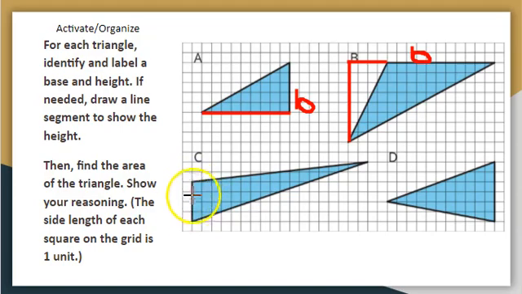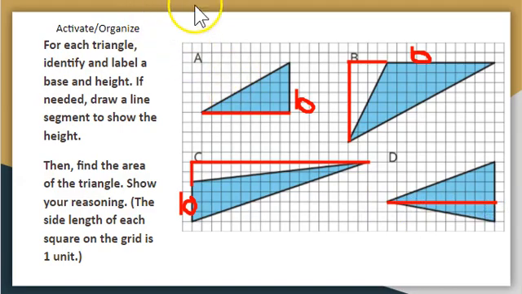Same thing for this one. This is the one that's on the line. So I'm going to actually go from the point up here and use that point as the top of my height and use this side as my base. And for this one here, I'll probably do something similar, but I'm going to actually mark it on the inside.